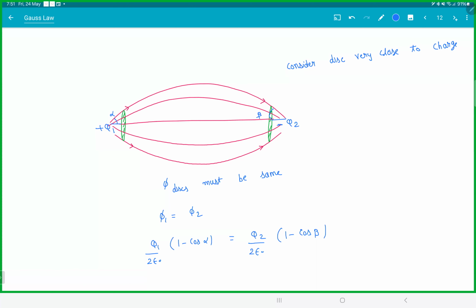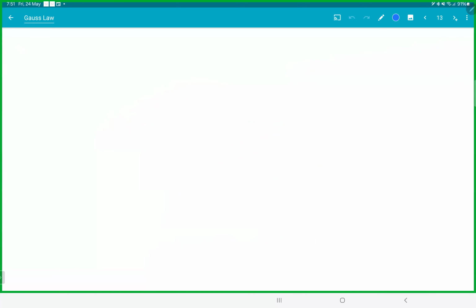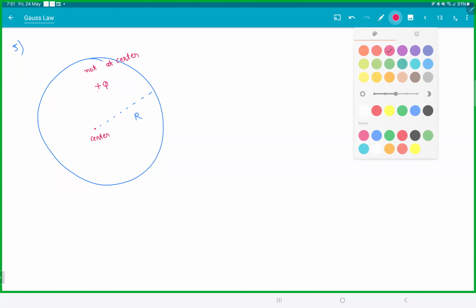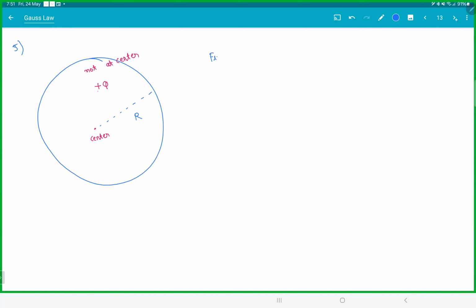Next one. We have a sphere here of radius r. We kept a point charge q somewhere here, not at the center. Find the flux passing through the sphere.